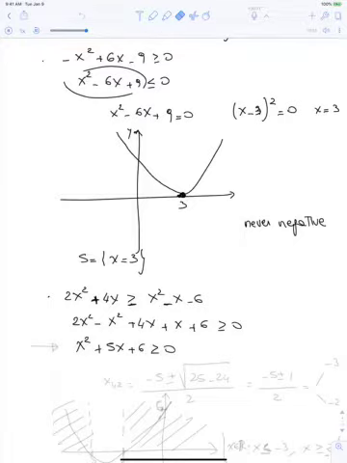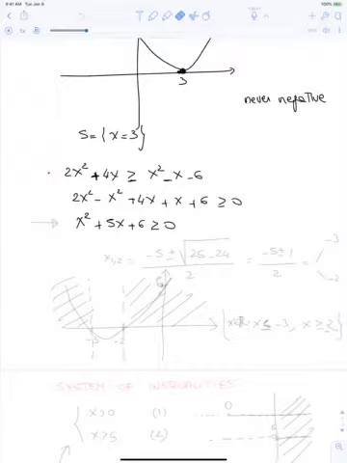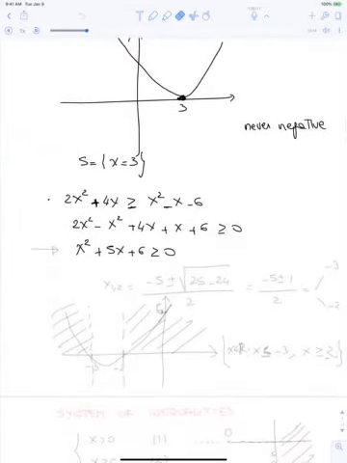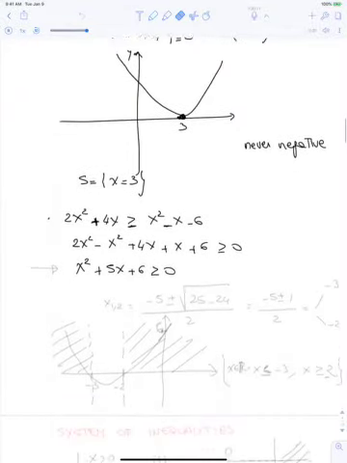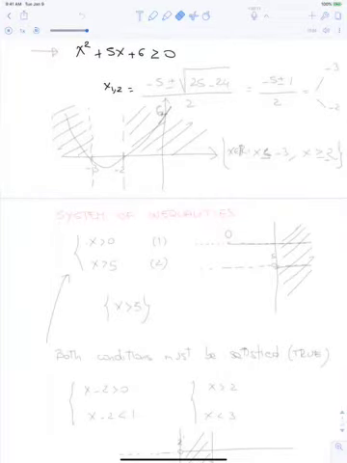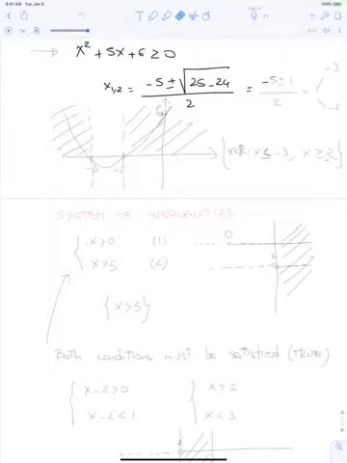This is easy. This can be written as x squared plus 6x minus x plus 6. Well, actually, let's use the usual formula so we're consistent. x1,2 is equal to minus 5 plus or minus the square root of 25, 5 squared, minus 4 times 6, 24, divided by 2. So it's minus 5 plus or minus 1, divided by 2. So we get minus 3 and minus 2.